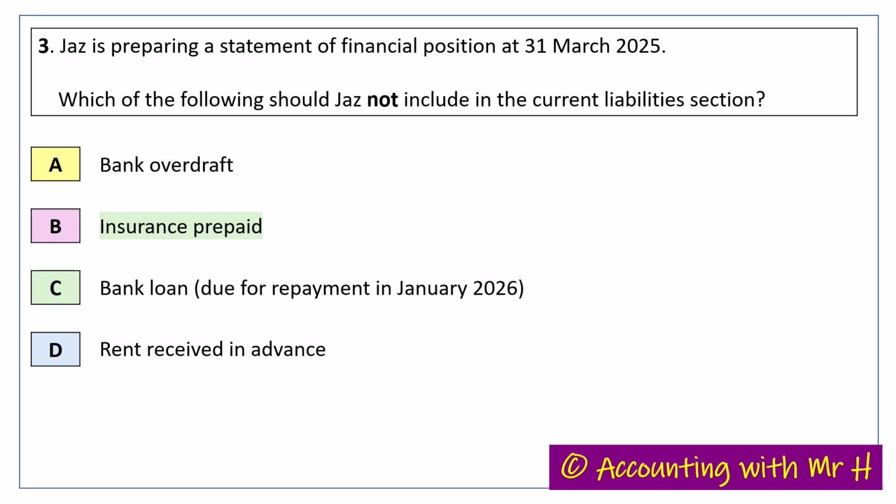If he's doing his SFP at the 31st of March 25, this bank loan will fall due for repayment within the next 12 months, in January 26. So a bank loan often is a non-current liability, but in its final year, when it's due for repayment, it will become a current liability. Same as a debenture or anything else that has to be paid in the next 12 months. Rent received in advance, we've already spoken about this earlier in the session. That is what we call income received in advance, and that is a liability.